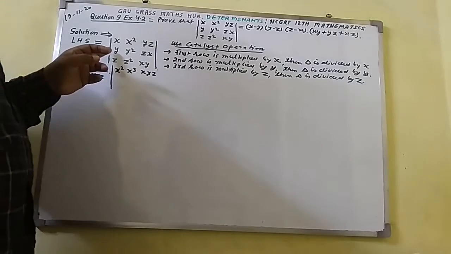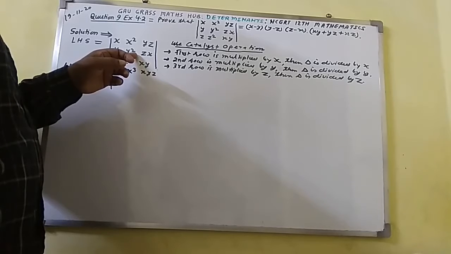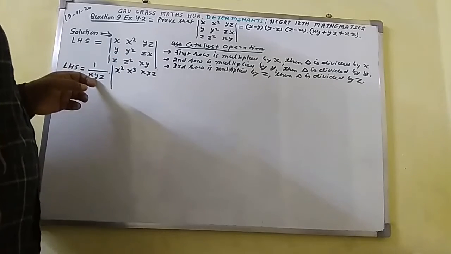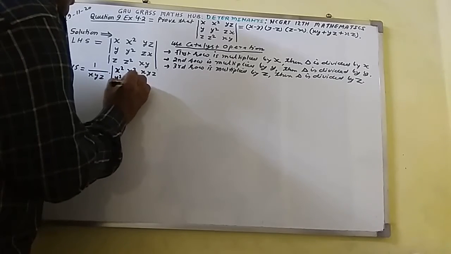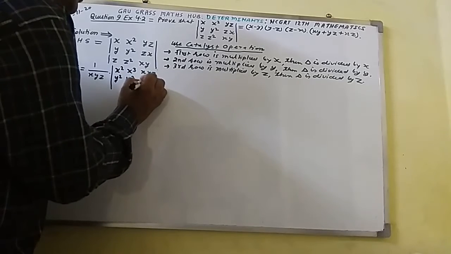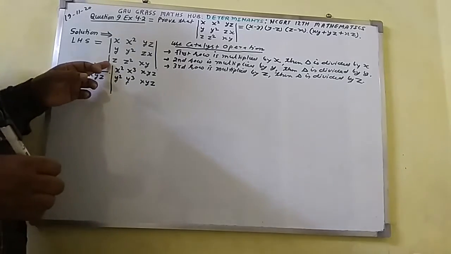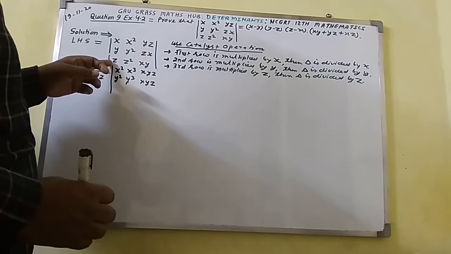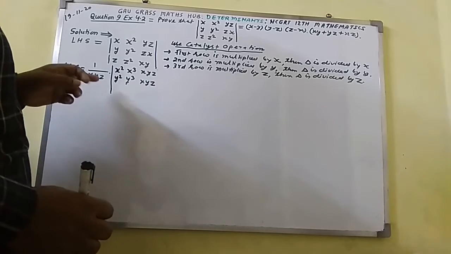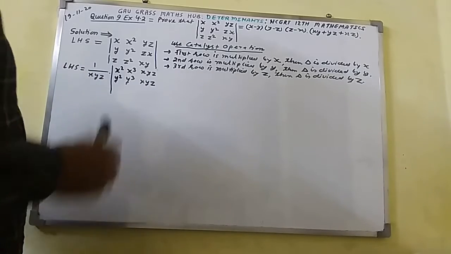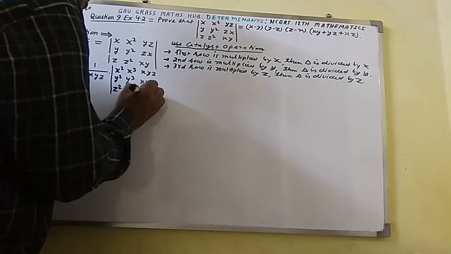And the second row is multiplied by y, then that will be divided by y. So here you will get y square, y cube, xyz. And also each element of the third row is multiplied by z, then that will be divided by z. You can see here, I shall write z square, z cube, xyz.